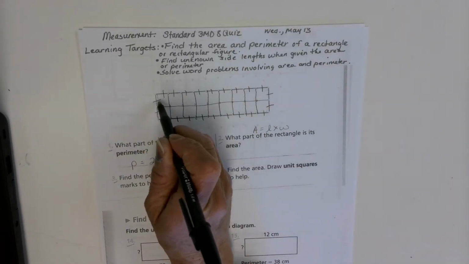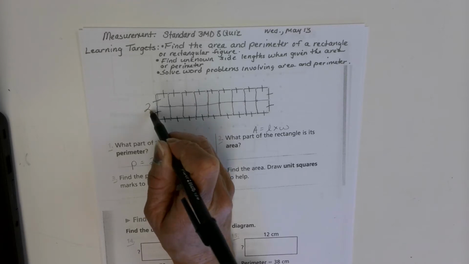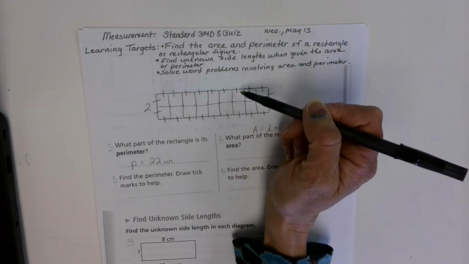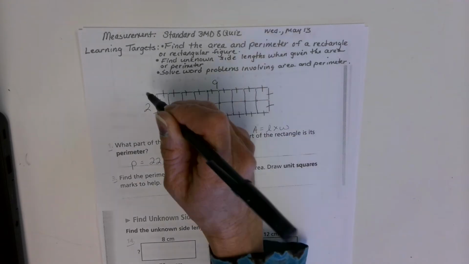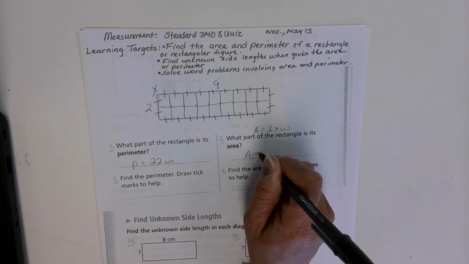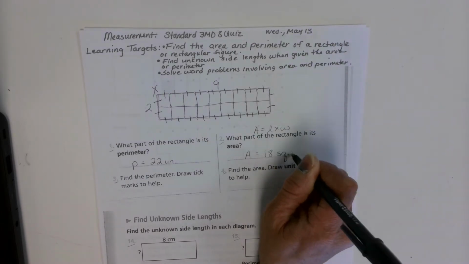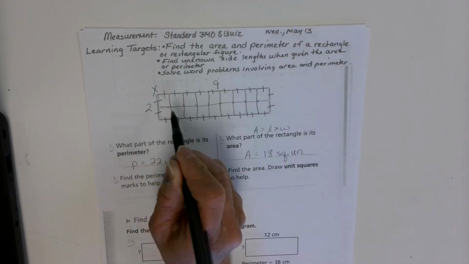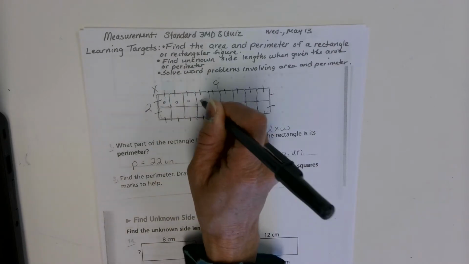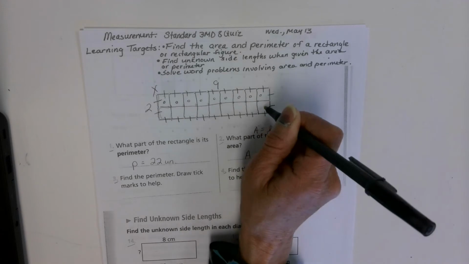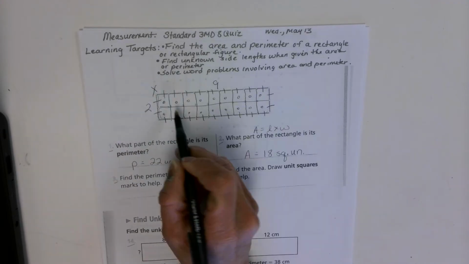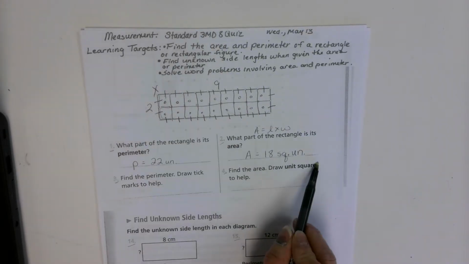So if I know the side of this rectangle is 2 units, and then if I count the length, 1, 2, 3, 4, 5, 6, 7, 8, 9, I know this is a 2 by 9 rectangle. And I can find the area pretty simply because I know 2 times 9 equals 18. And that would be square units because these are squares here, right? Or I could count them. Let's just count them to check, see if we're right. 1, 2, 3, 4, 5, 6, 7, 8, 9, 10, 11, 12, 13, 14, 15, 16, 17, 18. The area of this rectangle is 18 square units.